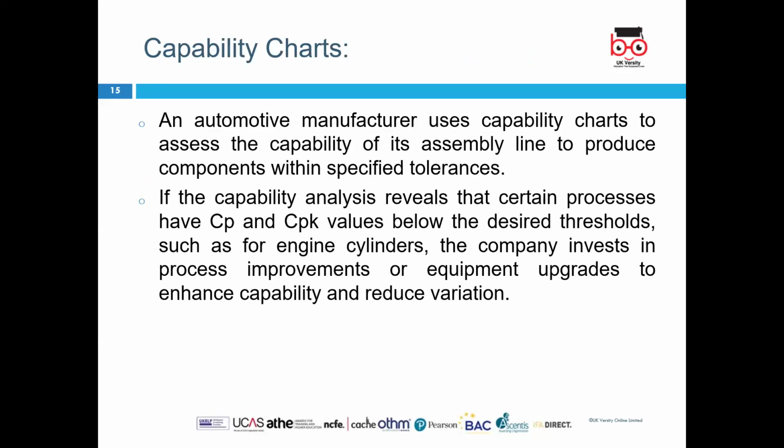Then we have capability charts. An example is an automotive manufacturer that uses capability charts to assess the capability of its assembly line to produce components within specified tolerances. If the capability analysis reveals that certain processes have CP and CPK values below the desired thresholds, such as for engine cylinders, then the company invests in process improvements or equipment upgrades to enhance capability and reduce variation. So this is how capability charts are used.